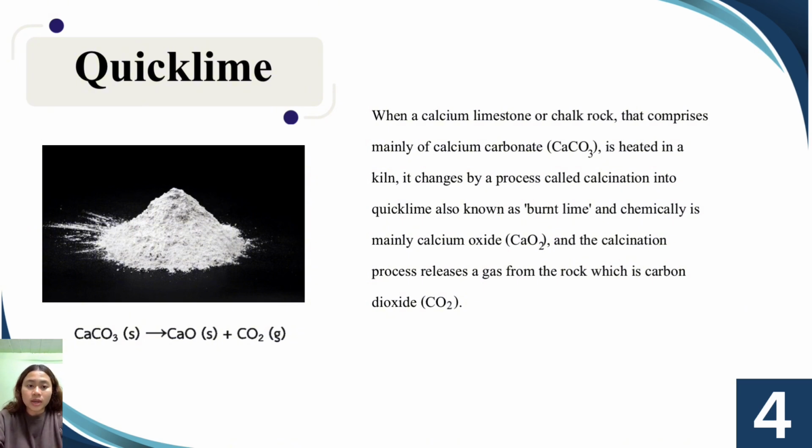Quicklime. What is quicklime? When a calcium limestone or chalk rock that comprises mainly calcium carbonate is heated in a kiln, it changes by a process called calcination into quicklime, also known as burnt lime, and chemically is mainly calcium oxide. The calcination process releases a gas from the rock, which is carbon dioxide.